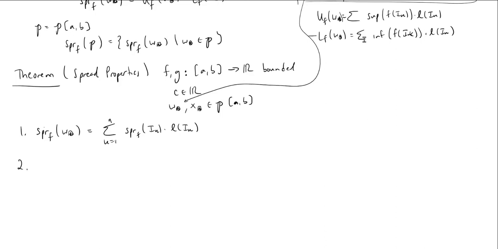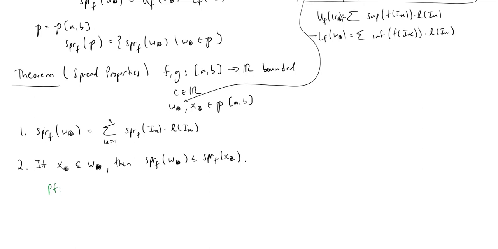All right, the second thing. If I know that X has W as a refinement, so W refines X, then the F spread of W will be less than or equal to the F spread of X. So refining your partition will make the spread smaller. And we've actually used this before. We didn't call it spread in the past, but that's what happens. So let's just do a little proof here. We'll just toss it in.